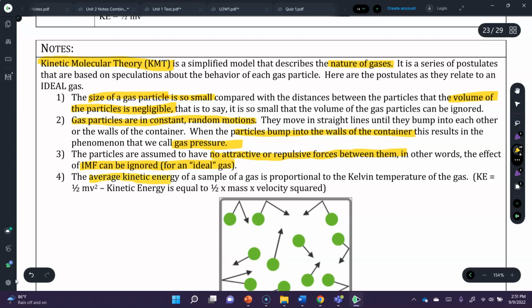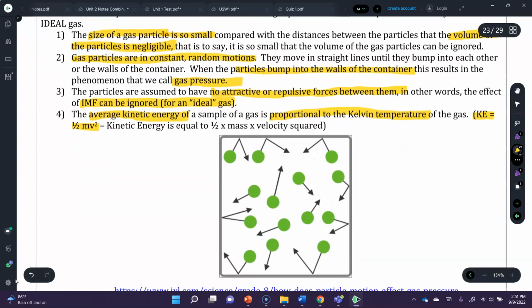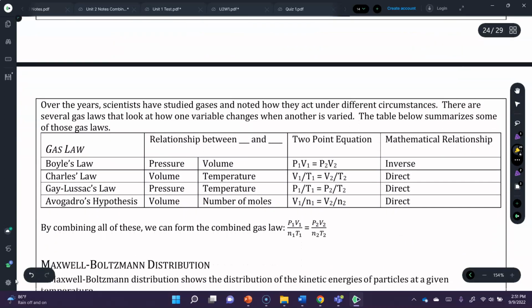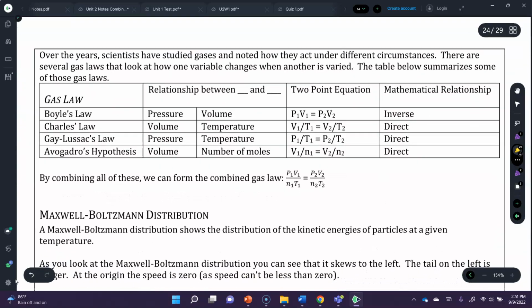The average kinetic energy of a sample of gas is proportional to the Kelvin temperature of the gas. So kinetic energy, remember, is 1/2 mv squared. Ooh, look, that's physics. Where mass is m and velocity, or the speed of the particle, is v. And so there's an image of gases moving around and bouncing.